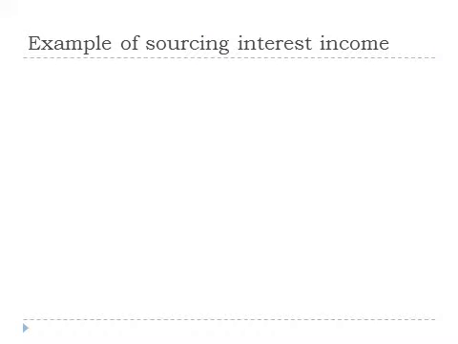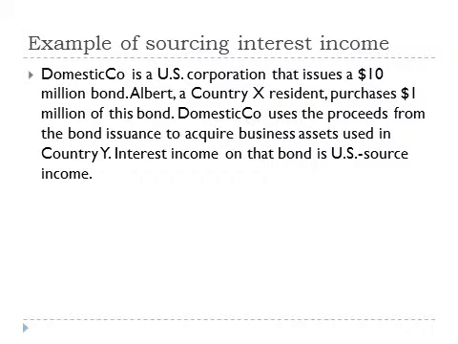Here's an example of the sourcing of interest income. Domestic Co. is a U.S. corporation that issues a $10 million bond. Albert, a country X resident, purchases $1 million of this bond. Domestic Co. uses the proceeds from the bond issuance to acquire business assets used in country Y. Interest income on that bond is U.S. source income.